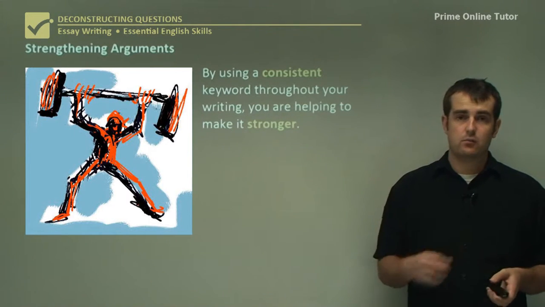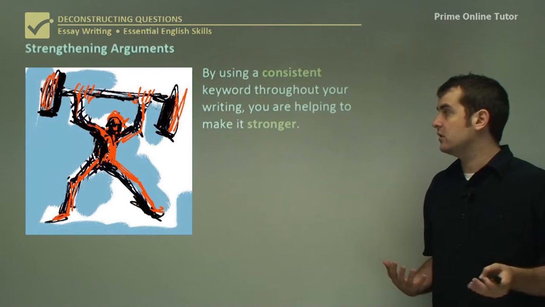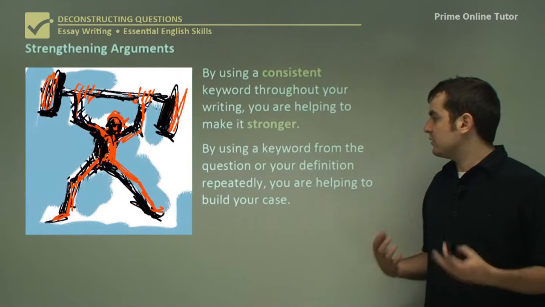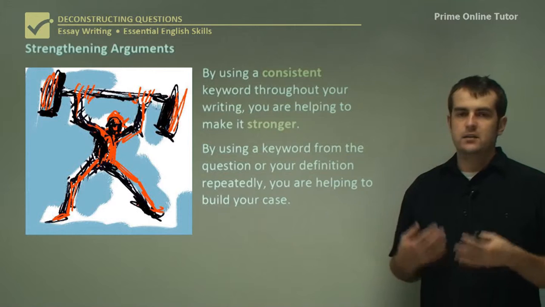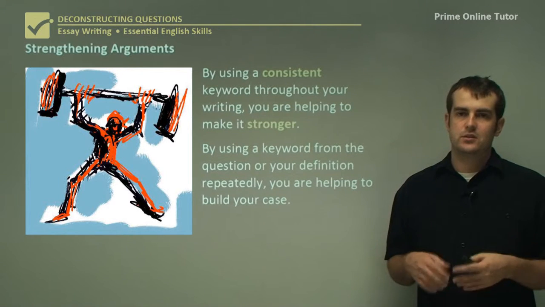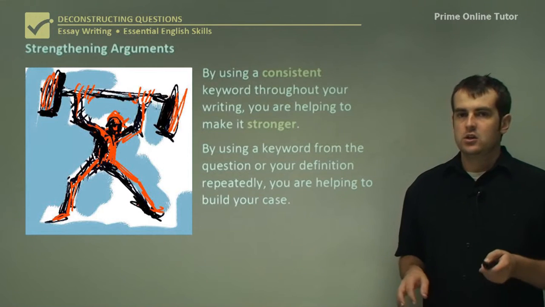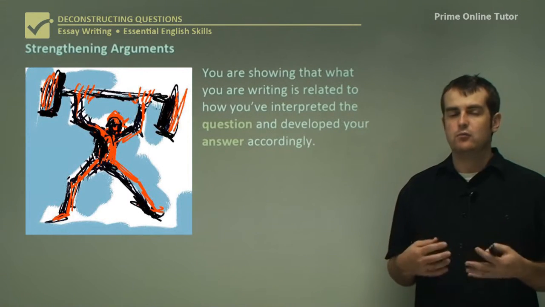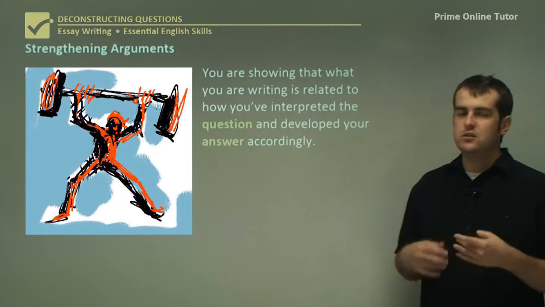So by using a key word from the question and by connecting it to your discussion and to your evidence and everything else, you're helping to make it stronger. And by using it repeatedly, you're helping to build your case continuously. And it's keeping it consistent, which is, again, one of those factors which is helping you to strengthen your argument. You're showing how what you've written is related to the question and how you've developed your answer.